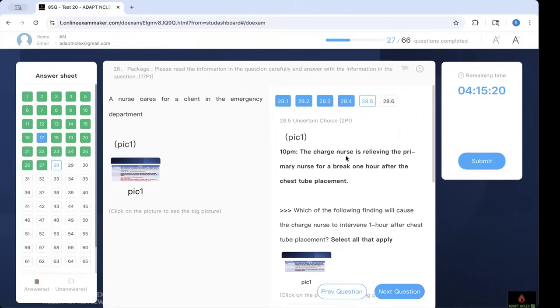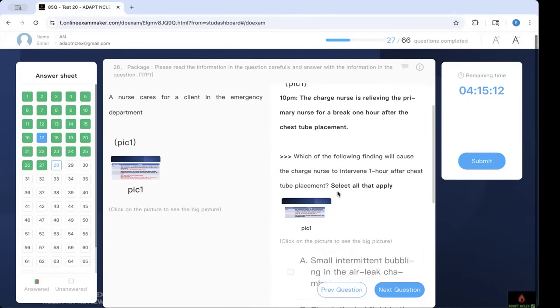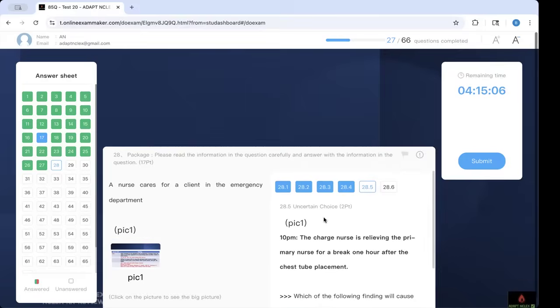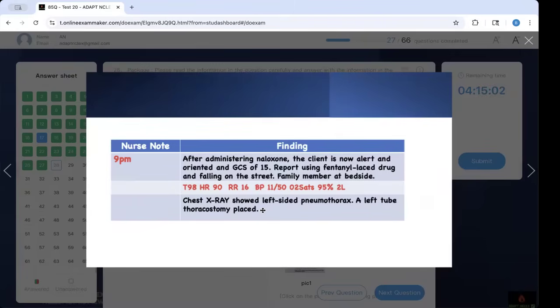At 10 o'clock, the charge nurse is reviewing the primary nurse, who is going on break, 1 hour after the chest tube placement. So we placed the chest tube. Which of the following findings will cause the charge nurse to intervene 1 hour after chest tube placement? So based on the patient, he requires a chest tube, and we place the chest tube. After administering the naloxone, the client is now alert and oriented times 3. Reports using fentanyl-laced drug and falling on the street.